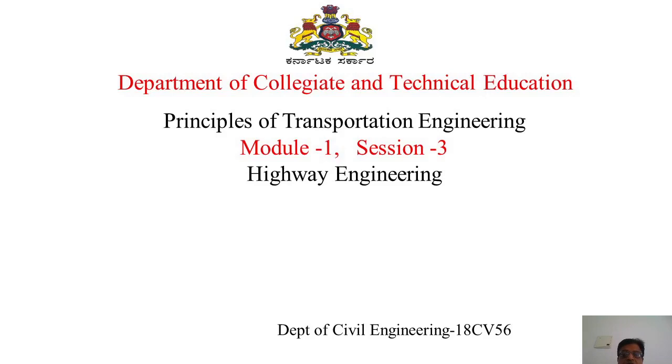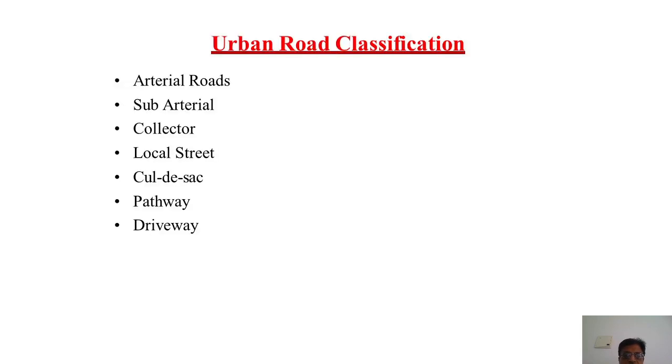Morning. Department of Collegiate and Technical Education, Principles of Transportation Engineering, Module 1, Session 3, Highway Engineering, part of third semester Civil Engineering. Subject code is 18CV56. Today, we are learning about the different urban road classifications.